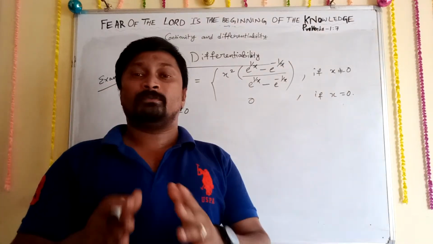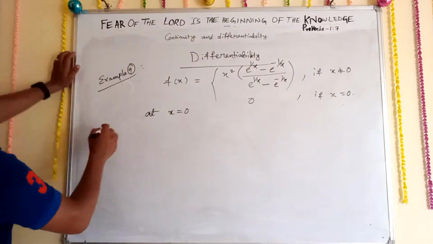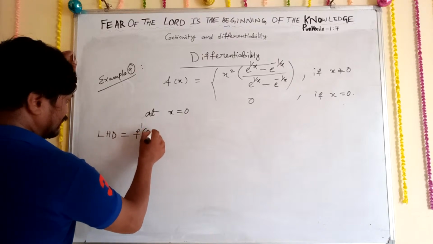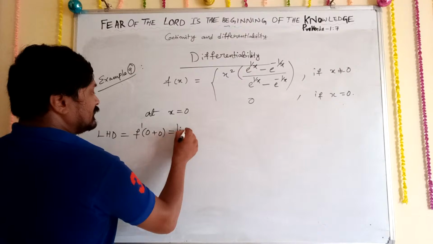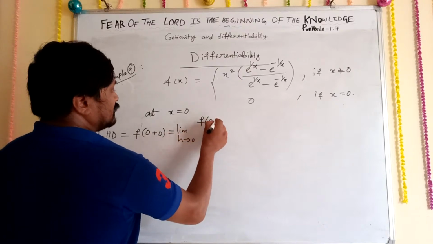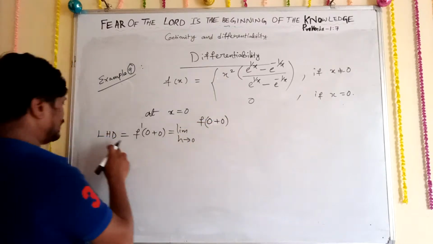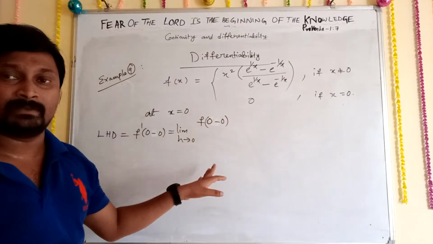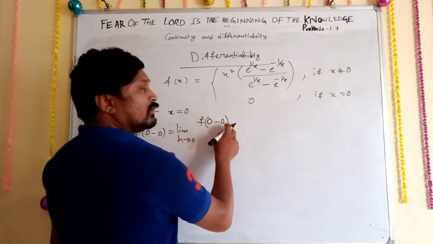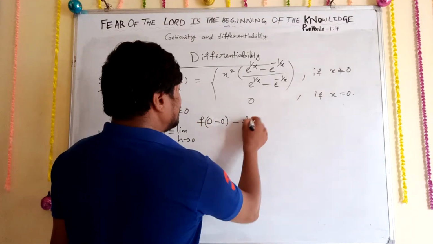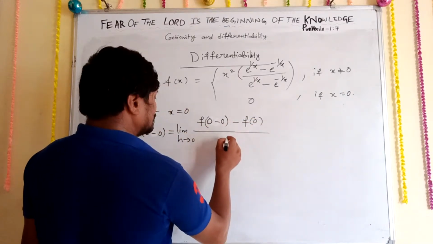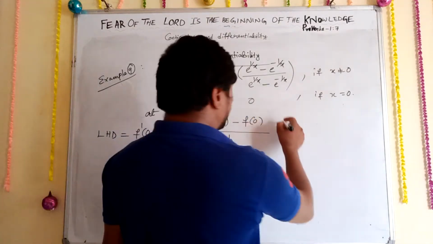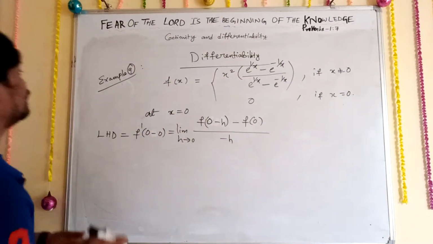First I'll solve for the left hand derivative, then I'll go for the right hand derivative. What is your formula? You have 0 given, so f dash of 0 minus 0 is nothing but limit h tends to 0, f of 0 minus h minus f of 0 upon minus h. Remember, right hand derivative means plus, left hand derivative means minus. This is your formula. Wherever a is there, I'll write the formula so that it can be understood clearly.